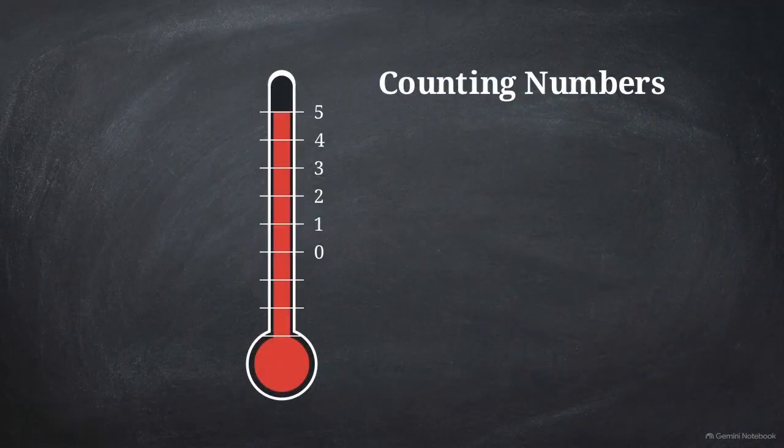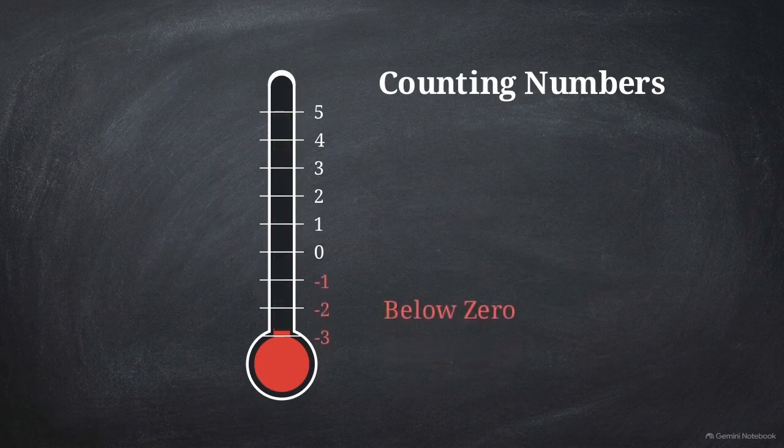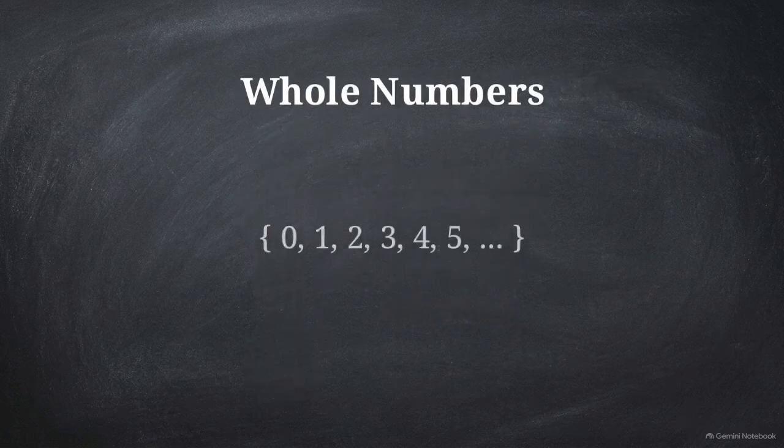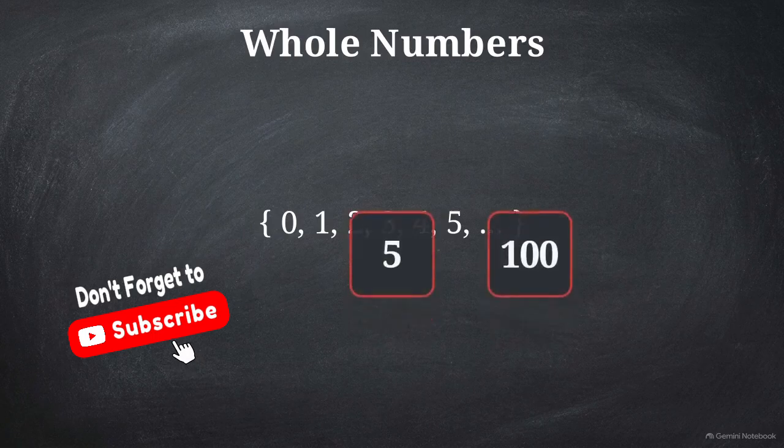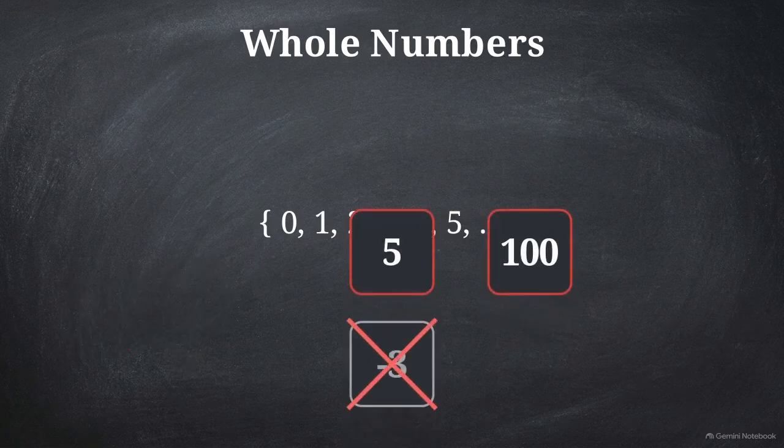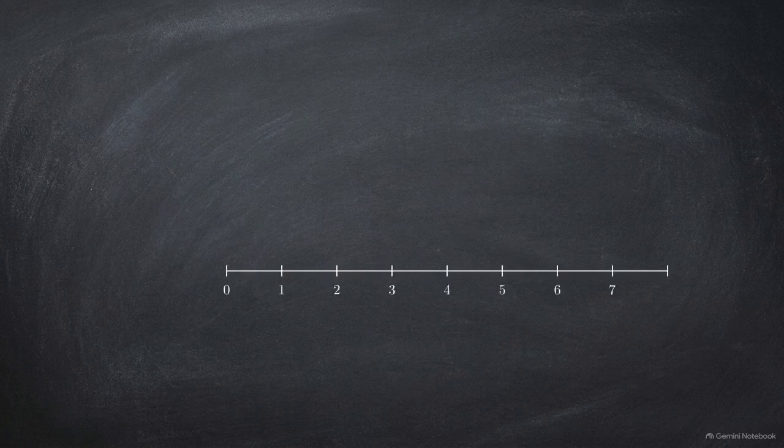To describe a freezing morning, standard counting numbers fall short. Look here, the temperature drops rapidly, slipping past 0. Up until now, you've relied on whole numbers. These are the positive counting numbers you know, like 5 or 100, starting strictly at exactly 0.